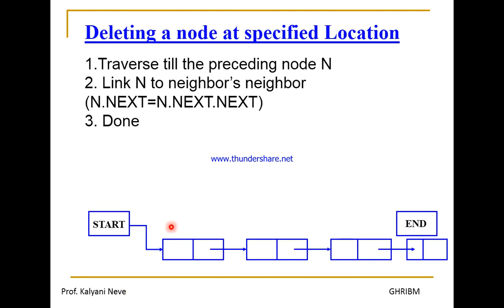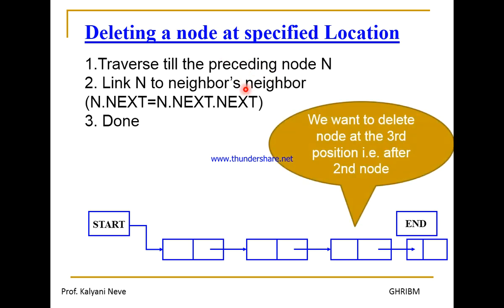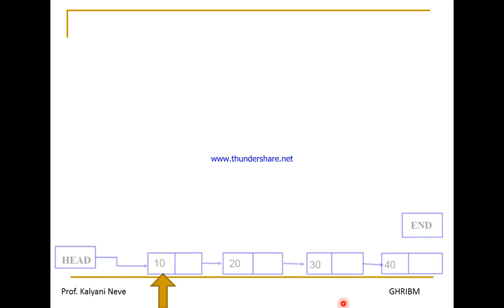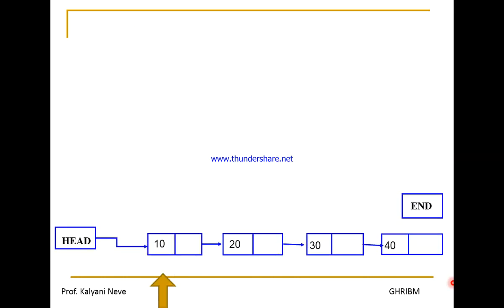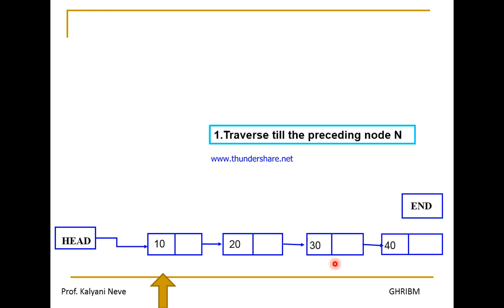Very easy. Now delete a node at a specified location. Here traverse till the preceding node, and remember we have to travel to the preceding node, not up to that node. Suppose we want to delete a node at the third position after the second node. We want to delete this node. Now what do we have to do? We have to delete the node 30.